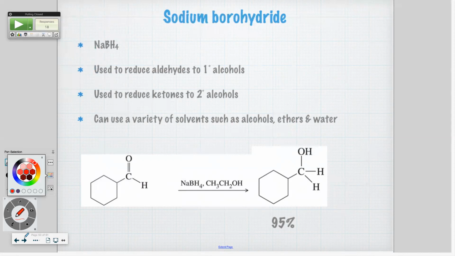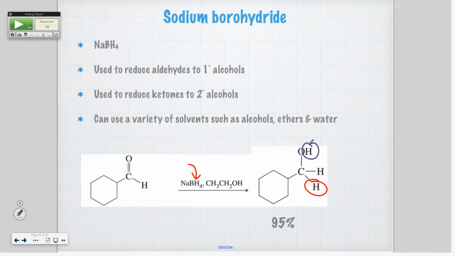So this is an aldehyde example. That hydrogen is this one. Where did the hydrogen up here come from? Where do you think? It didn't come from the sodium borohydride. Yeah, it came from here, the hydrogen attached to the O on that little alcohol.